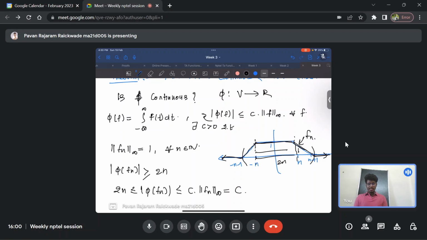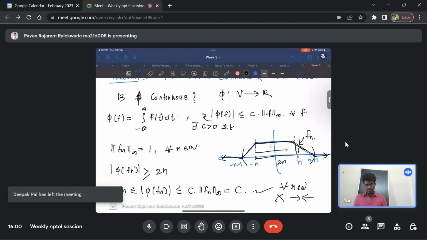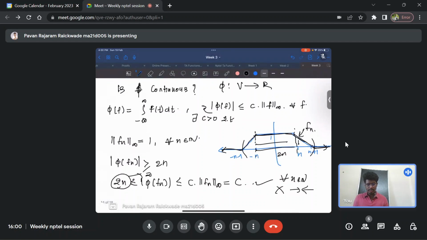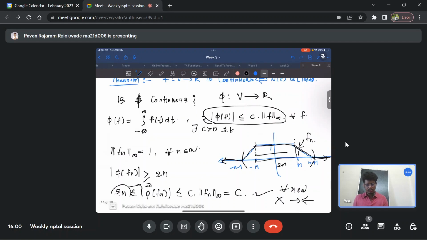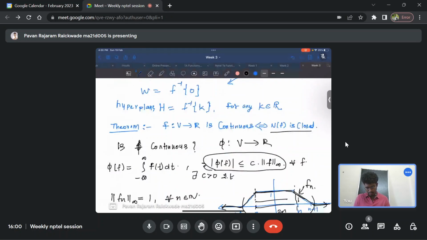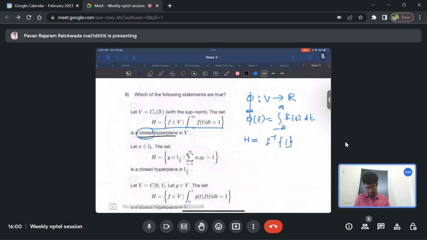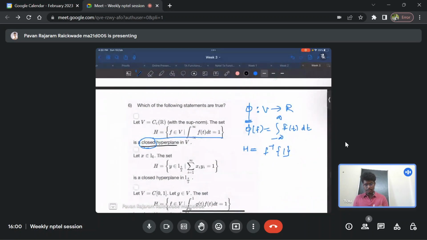Let's see. Does there exist a constant c such that this happens for all n? No, this is a contradiction, because 2n will go to infinity as n goes to infinity. So there cannot exist a c such that modulus of phi f is less than or equal to c times norm f infinity for all f, which implies phi is not continuous, which implies the null space is not closed, which implies no hyperplane is closed. A hyperplane with respect to this functional is the inverse image of a singleton.